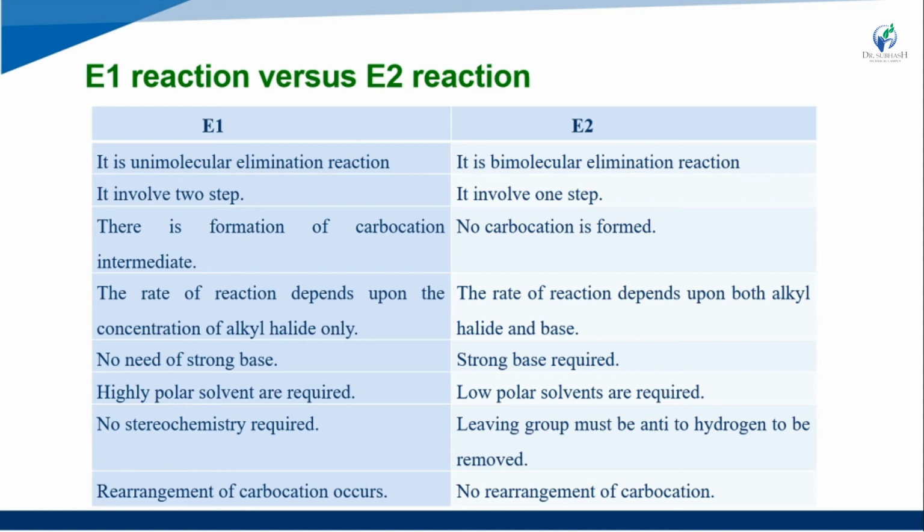Then in the E1 reaction no stereochemistry is required, and in the E2 reaction the leaving group must be anti to the hydrogen to be removed, so stereochemistry is required. In the E1 reaction, rearrangement of the carbocation occurs, and in the E2 reaction there is no rearrangement of the carbocation because it is a one-step reaction. Okay, so this is the difference between the E1 and E2 elimination reactions.